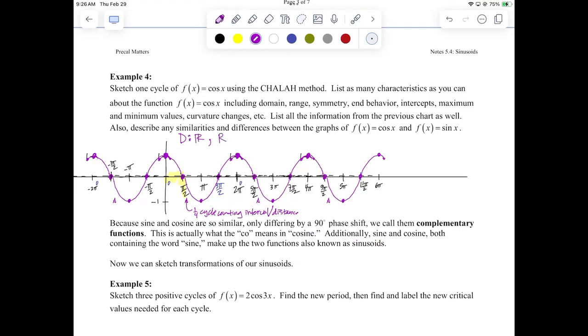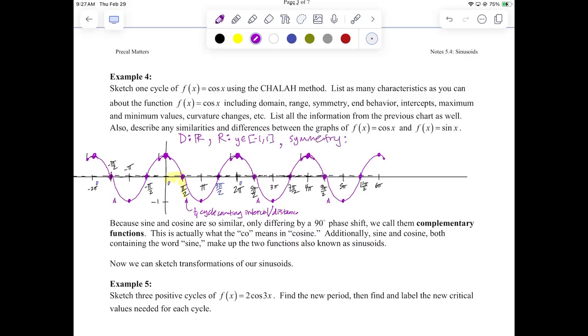All right, what's the range of cosine? The other way around. -1 to 1. We got to go from low to high. -1 to 1. That's the same. Those two are the same for cosine as it was for sine, right? Sine had the exact same domain. It had the exact same range. That's the same. All right, how about symmetry?